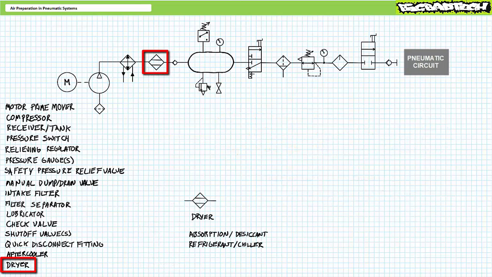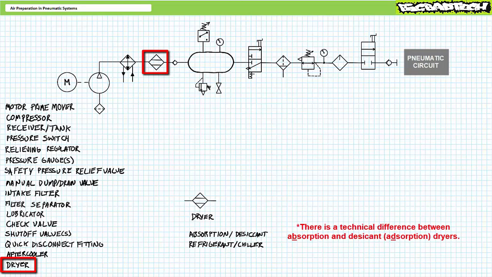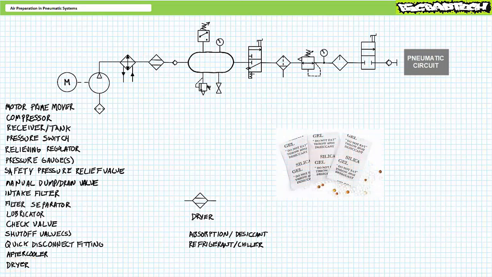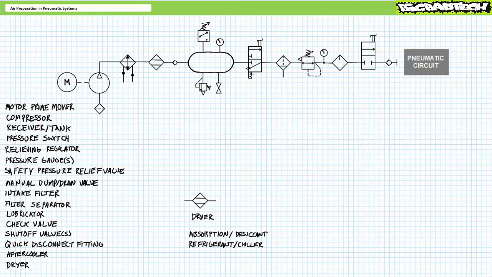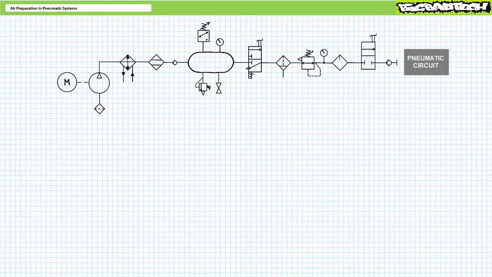Speaking of removing water, one may also encounter a dryer, of which there are two main types, absorption or desiccant, and refrigerant or chiller type dryers, both of which are schematically illustrated as a diamond with two parallel lines. An absorption type dryer passes air through a bed of chemical gel, similar to the desiccant packages you find in boxes that say "do not eat." Absorption style dryers necessitate regular inspection and replacement or rotation of the desiccant material, whereas a refrigerant or chiller style dryer, ironically, operates kind of like an aftercooler, only uses a somewhat more complicated refrigeration cycle to chill and thus dry the air.